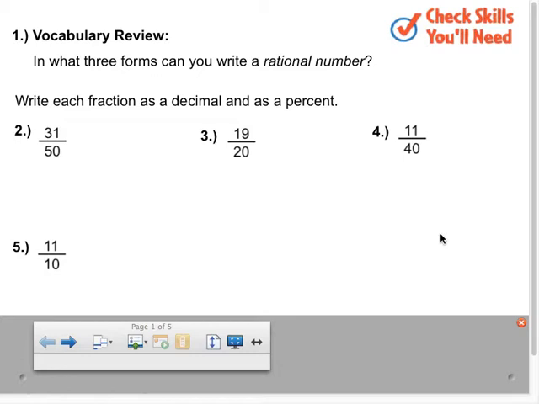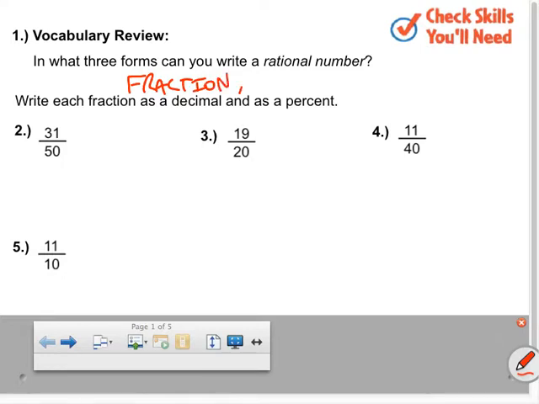So, vocabulary review. In what 3 forms can you write a rational number? Can somebody give me one form? And then I'd like to hear 3 from 3 different people. Olamide, give me one form. I use the variables x and y to represent a number. You're overthinking it. There's 3. What are the names of the 3? Timothy. A fraction, yes. That is one form.